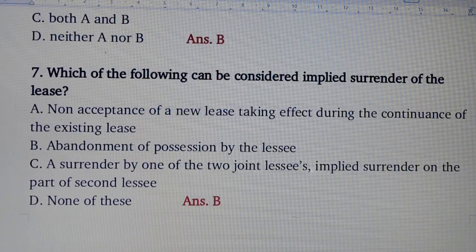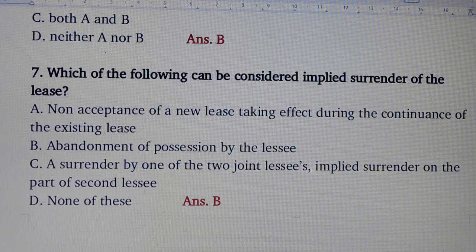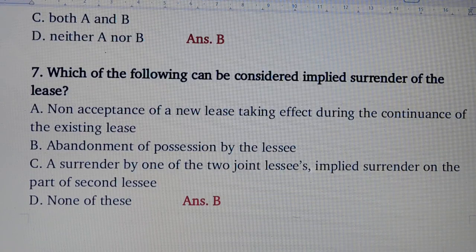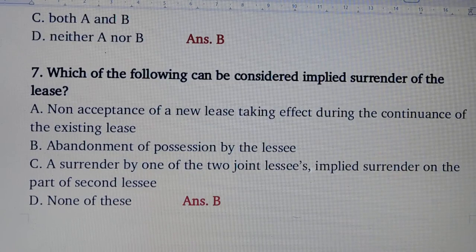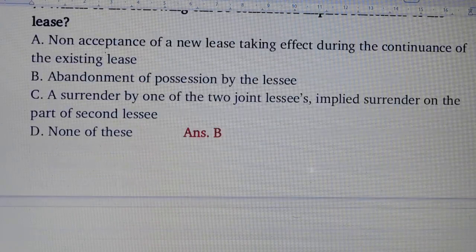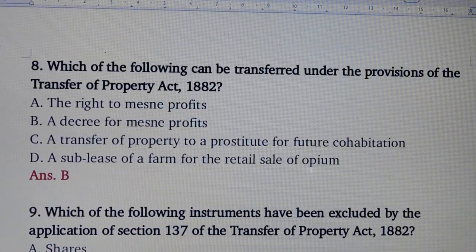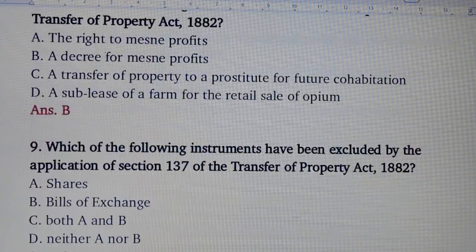Question number 7. Which of the following can be considered implied surrender of the lease? Answer is option number B, abandonment of possession by the lessee. Question number 8. Which of the following can be transferred under the provisions of the Transfer of Property Act? Answer is option number B, a decree for mesne profits.